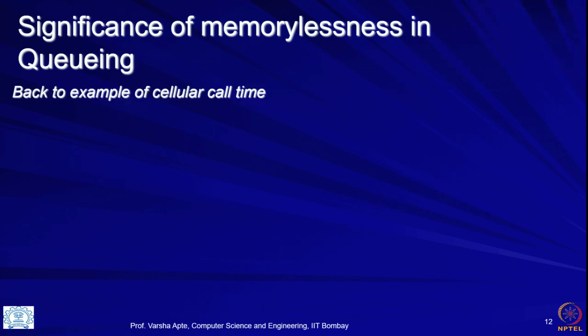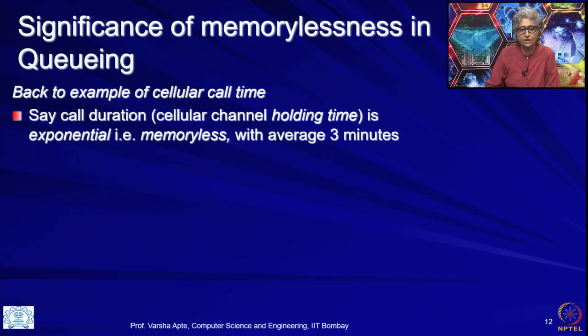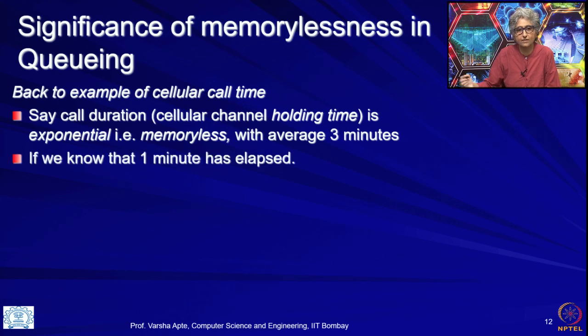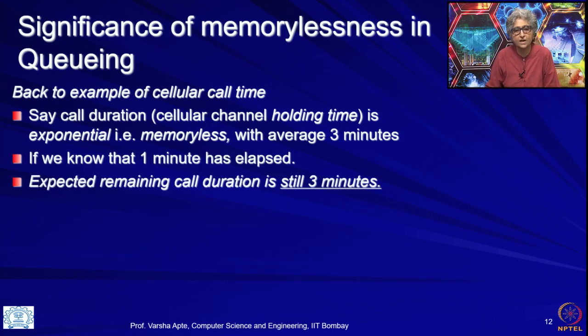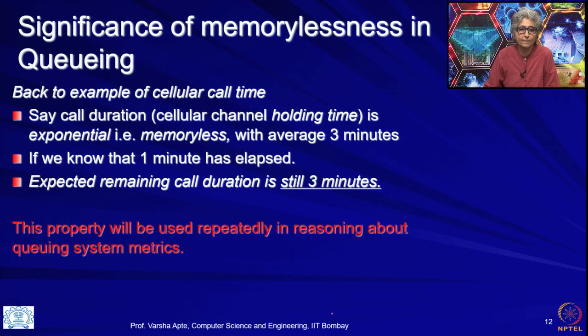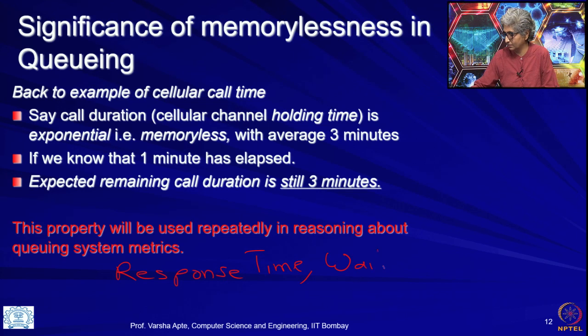Why are we talking about all of this in queuing systems? If we go back to the example of the cellular call time, the holding time is considered exponential, which is memoryless, with an average of 3 minutes, and if we know that 1 minute has elapsed, then the expected remaining call duration is still 3 minutes. This property will be used repeatedly in reasoning about queuing system metrics, especially response time and waiting time. It becomes significantly easier to reason about these metrics if we can justifiably assume that some durations in the queuing system are exponentially distributed.